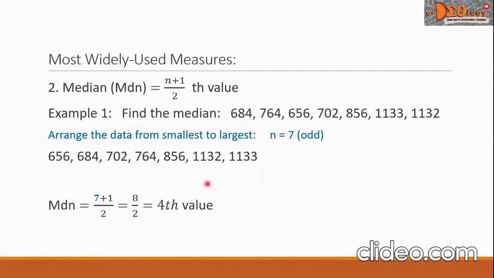So finding the fourth value, this is the first, second, third, and the fourth. The 764, that is the median. This is our final answer.